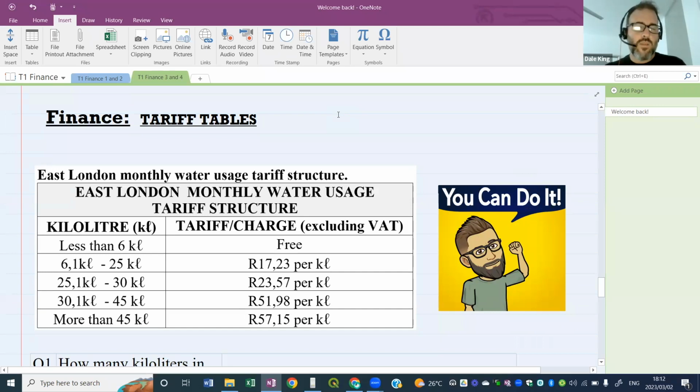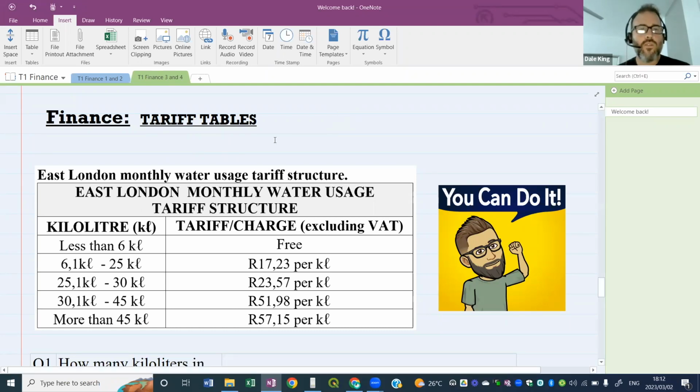You've seen something similar to this when you go into a shopping mall that makes you pay for parking. I mean, can you believe that? If you go to a shopping mall where there's a boom and they make you pay for parking, and then there's like a table on the boom there that says from 0 to 1 hour is free, from 1 to 2 hours 10 rand, from 2 to 3 hours 15 rand, etc., etc., etc. So that is a tariff table. That's a payment structure. All right. So this tariff table is very similar to that. It's different costs based on different brackets of usage.